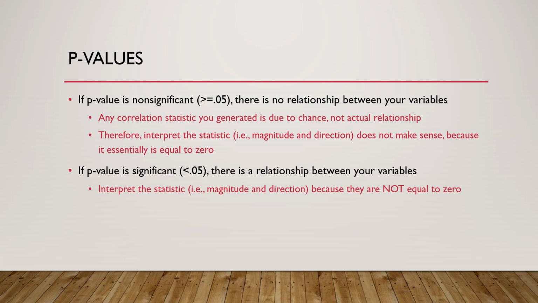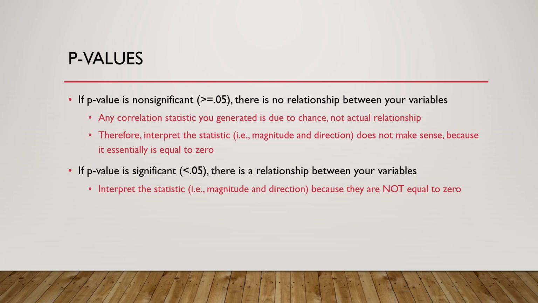Because whatever statistic you got is just due to chance, it is therefore inappropriate. It doesn't really make sense to interpret the magnitude and direction of that statistic because it's just random chance. It's not special because it didn't mean anything. So it's essentially equal to 0, so we don't talk about magnitude and direction at all.